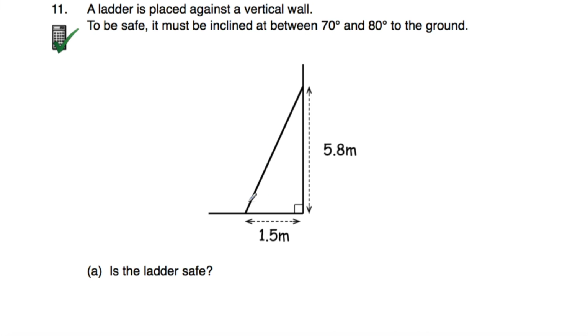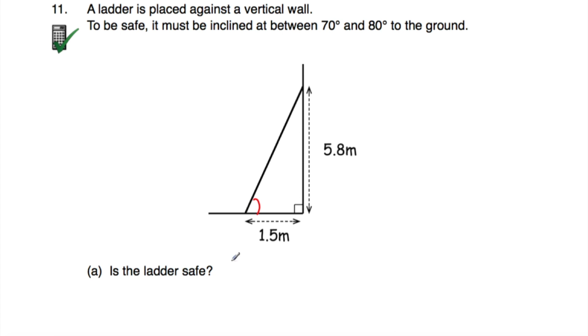So in other words, because it's inclined to the ground, this angle here must be between 70 and 80 degrees. If this angle is too big, if the ladder's too steep, if you climbed on it, it might tip backwards, or if this angle's too small and the ladder's further out, and you get on it, the ladder might fall. So the ladder must be at a safe angle for somebody to climb up it, between 70 and 80 degrees to the ground.